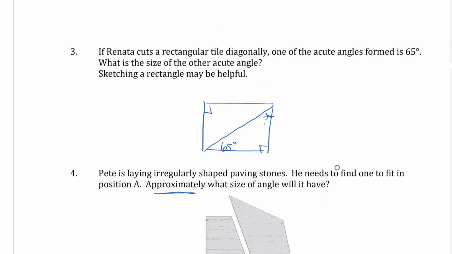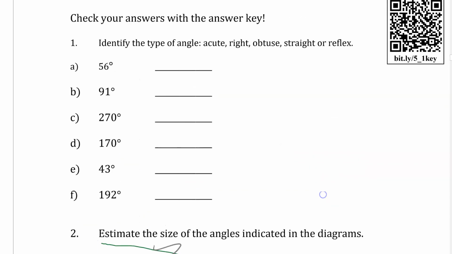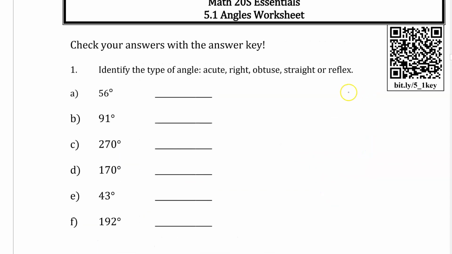So I want you to do the worksheet, and you can get the answers from this. You can either use the QR code using your phone, or you can type in the bit.ly and you can check your worksheet afterwards, and then you're ready for the mastery check.